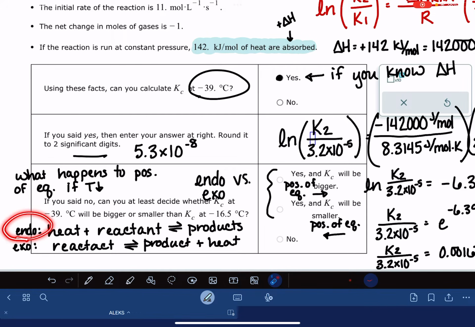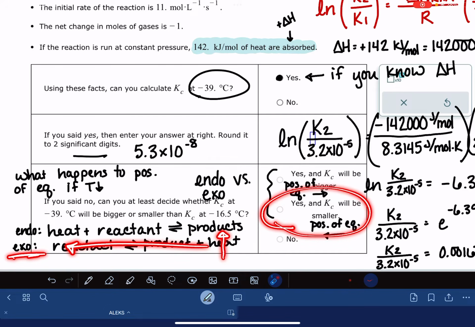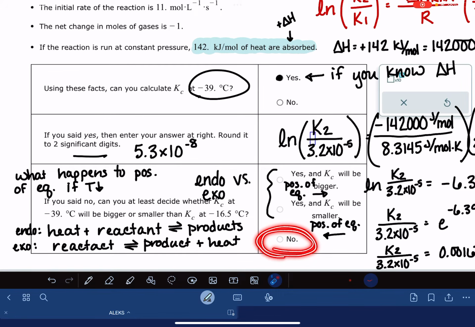So for an endothermic reaction, if the heat is increasing or if the temperature is increasing, that would cause the position of equilibrium to shift to the right, and then you would say Kc is bigger. If you have an exothermic reaction and the temperature is going down, then the position of equilibrium will shift to the right and Kc will be bigger. If you have an exothermic reaction and temperature is going up, the position of equilibrium will shift to the left and Kc will be smaller. And the only time that you're going to get to say no to this problem is if you don't know if the reaction is exothermic or endothermic. Then you would have to say no.